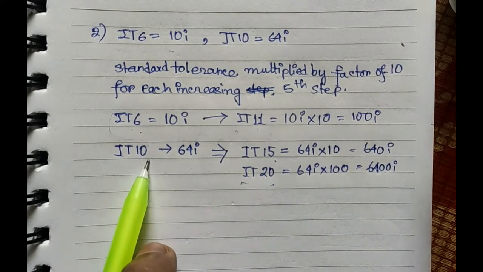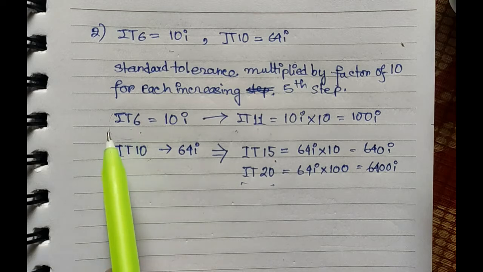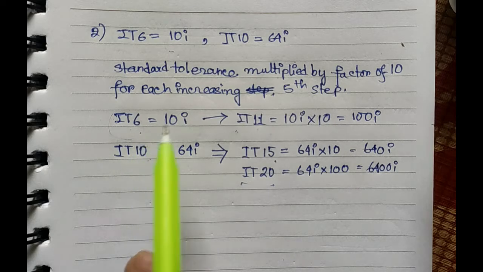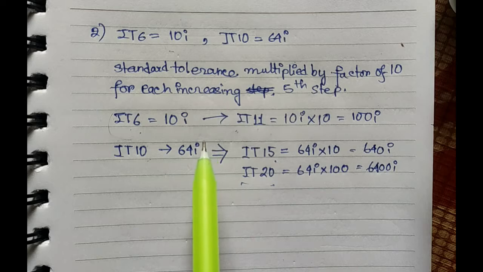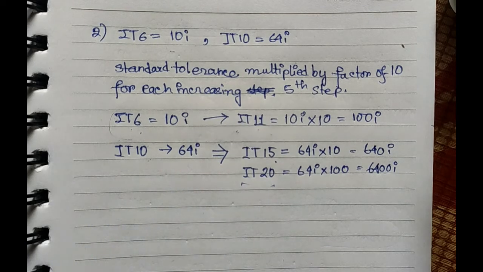If one value is given, then you can easily find out the fifth step value for each and every IT grade. This is basically based on the IS standard, but it is not recommended when the IT grade is more than 20. Up to 20 it can be calculated.